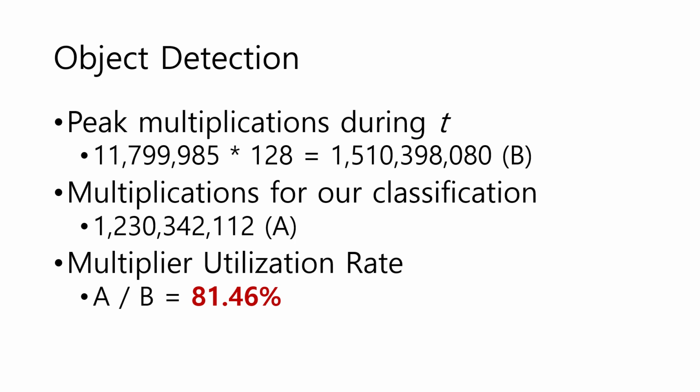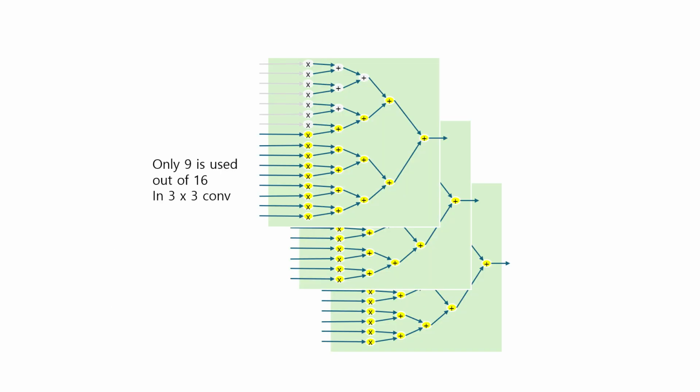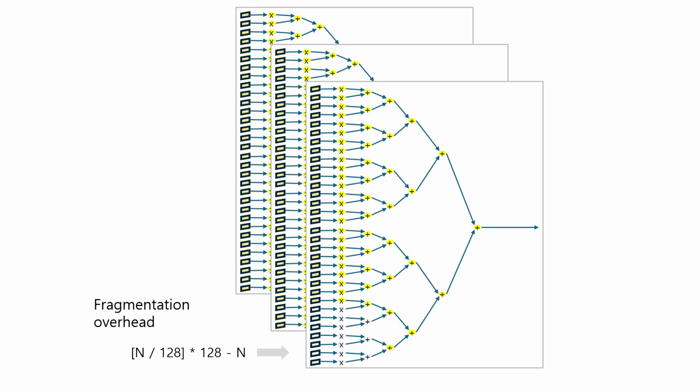Let's analyze why the multipliers were not utilized 100% in the case of object detection computation. Since only a part of the multipliers could be used when calculating 3 times 3 convolution, there were overheads. Also, when calculating 1 times 1 convolution layers, fragmentation overheads occurred due to the remaining pieces at the end when dividing the multiplications on the data flow graph by 128. The combined overhead of these two was calculated to be approximately 9.7%. In addition, an overhead of approximately 8% occurred while waiting for data when accessing DDR memory.